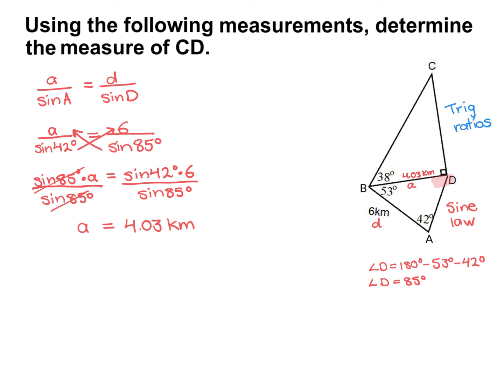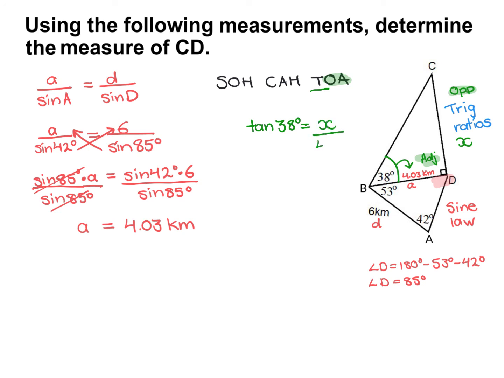Okay, now we can get to finding the side CD, and we'll label that as X because we don't know what it is. So our angle of reference is 38 degrees, and this side is opposite, and the side right next to it is the adjacent. Now let's use SOHCAHTOA. So we've been given the opposite and the adjacent side, meaning we're going to have to use tan. So let's write tan, and let's write 38 degrees next to it, is equal to, well, opposite comes first, which is X, and A comes second, which is 4.03.